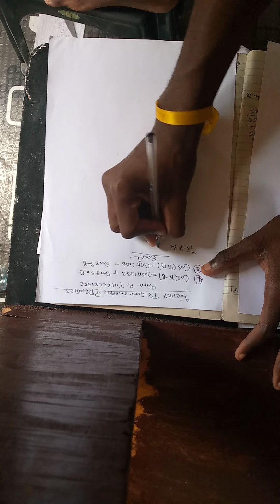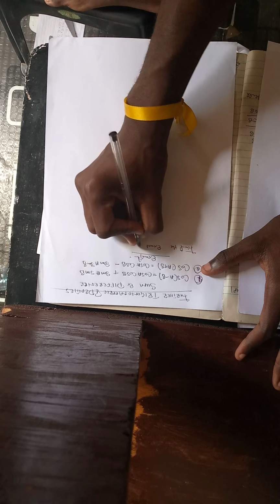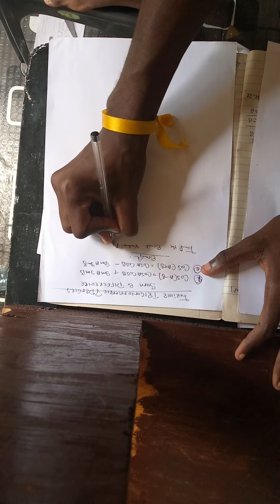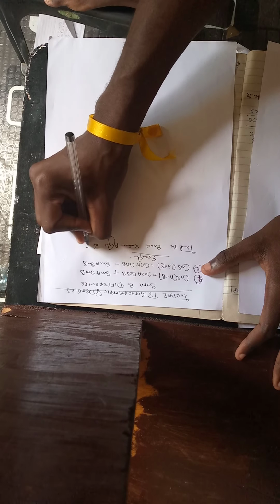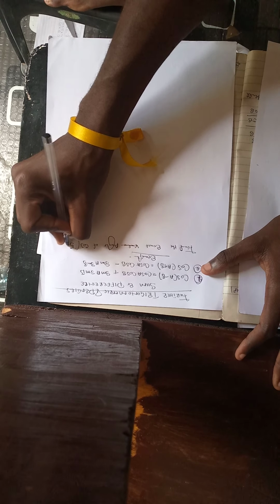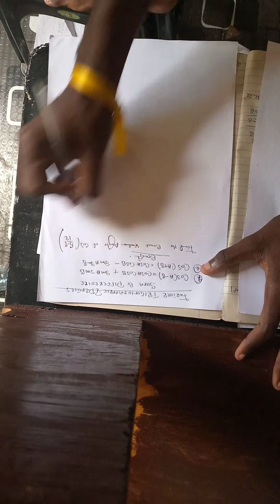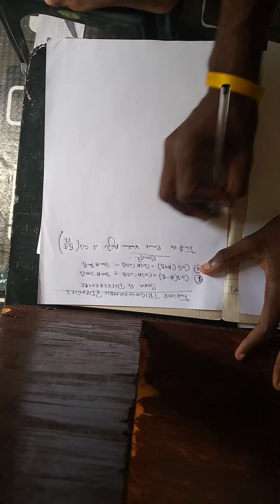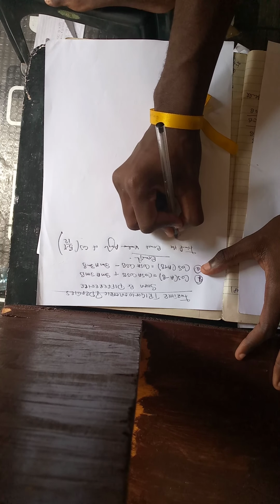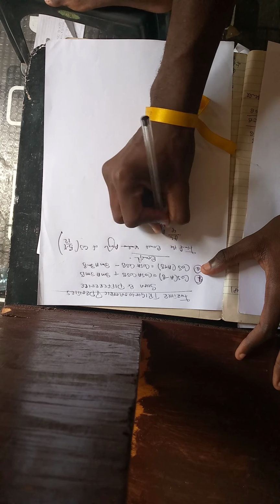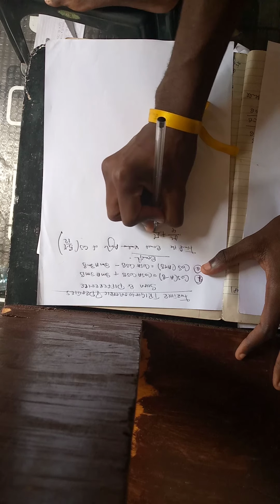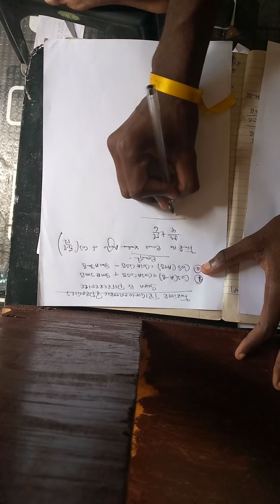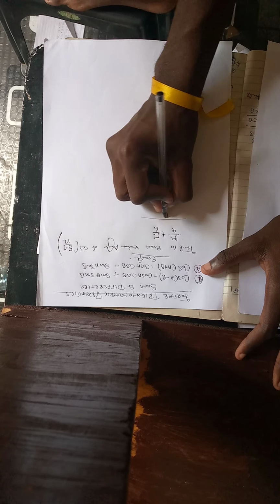Find the exact value of cosine of 5 pi over 12. So you need to note that this 5 pi over 12 is the same as pi over 4 plus pi over 6. If you want to prove it, you need to find the common denominator of 4 and 6, which is equal to 12.